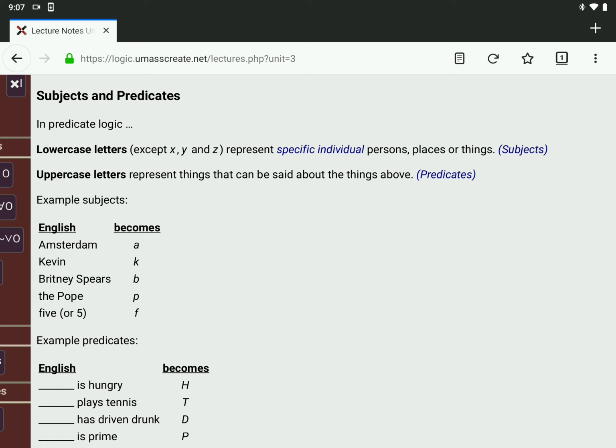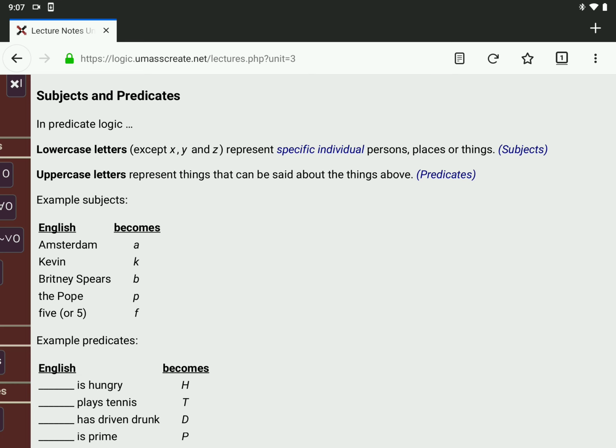When you hear person, place, or thing, you think noun, but we actually don't use this for all nouns. We only use it for names of specific individual persons, places, or things, and we use lowercase letters. So Amsterdam, we might use the lowercase letter a. For Kevin, we might use the lowercase letter k. For Britney Spears, the lowercase letter b. For the Pope, we might use the lowercase letter p. For the number 5, which is a specific number, we use lowercase letter f.